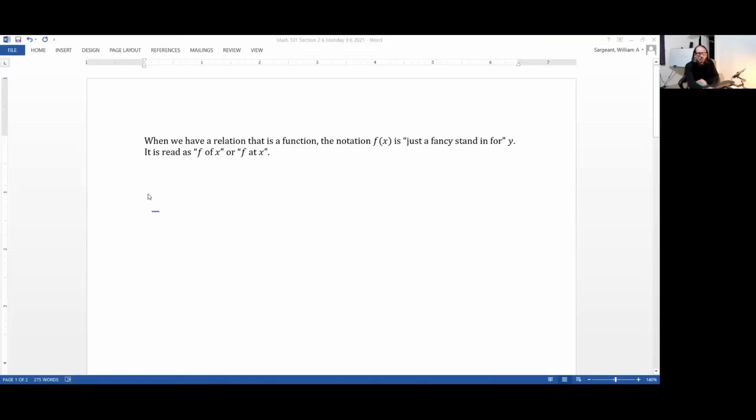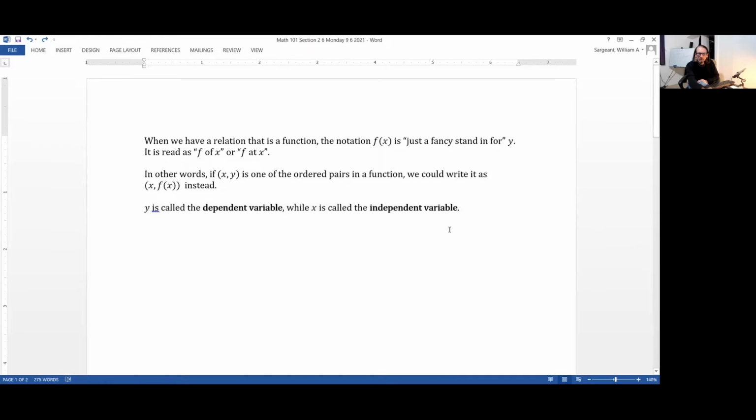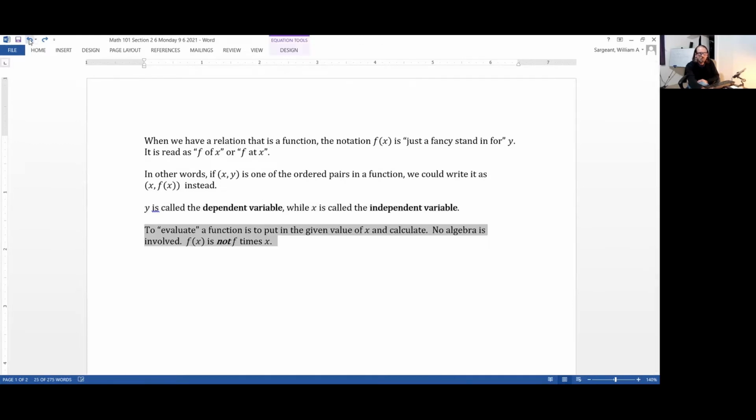So first of all, when we have a relation that is a function, if we replace y with this notation, f parenthesis x parenthesis, let's write as f of x or f at x. And in my way of putting things, f of x is just a fancy stand-in for y. That would mean that if we know one of the ordered pairs in the function is x comma y, we could be writing that as x comma f of x instead. Furthermore, y is called the dependent variable. It's depending on x. X is the independent variable.